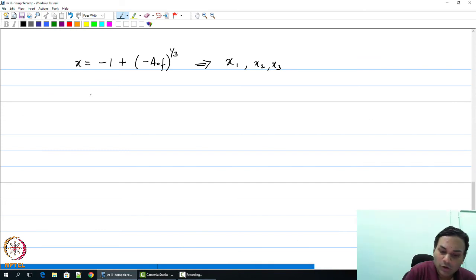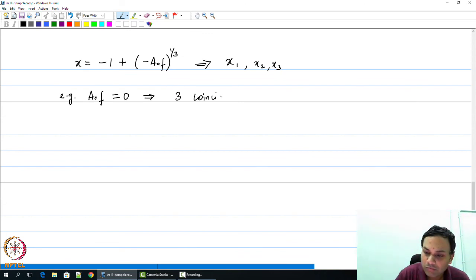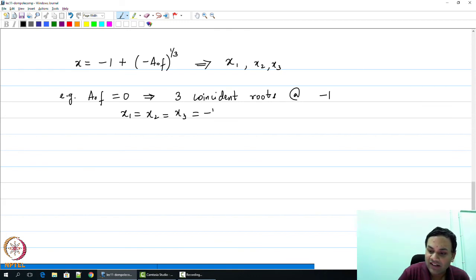For example, let A naught f be equal to 0. So I have no loop gain in the system. So this means there are 3 coincident roots at minus 1. That is, x1 is equal to x2 is equal to x3, which is equal to minus 1.